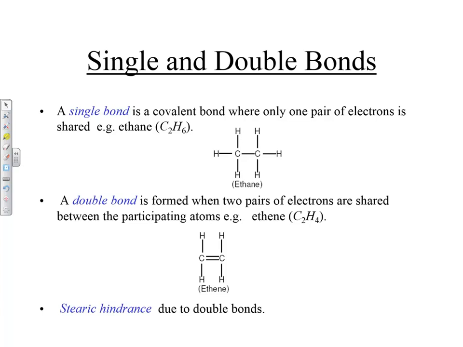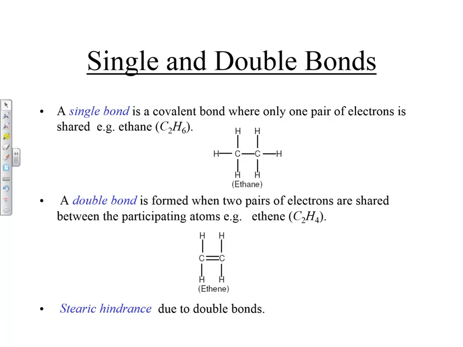You can have a double bond when two pairs of electrons are shared between the participating atoms. An example would be this gas called ethene, which has the formula C2H4. Here there is a double bond between the two carbon atoms. Two pairs of electrons are shared between these two carbon atoms, and then each carbon atom shares the remaining electrons with these hydrogen atoms. So this is C2H4.